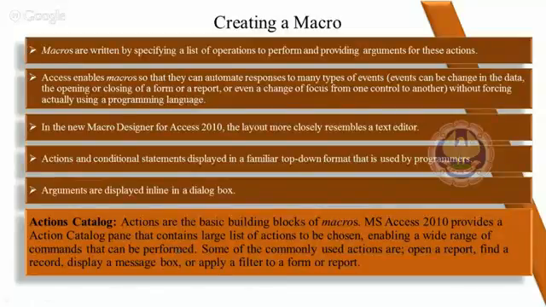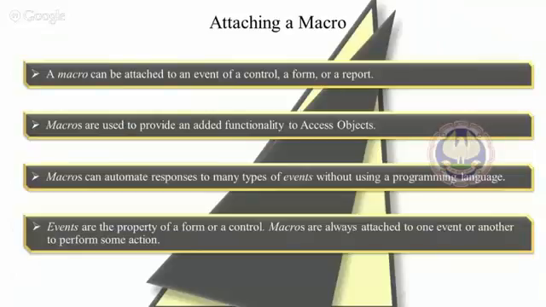Some of the commonly used actions are: you can open a report, find a record, display a message box, or even apply a filter to the form or the required report. Next, we can also attach a macro. Now, where all can a macro be attached? It can be an event of a control. That means on a particular button click, I can attach a macro. We can attach it to a form, a report.